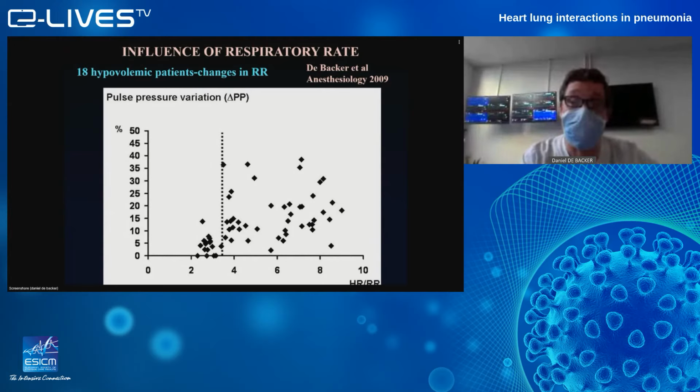And this is perhaps dependent on the heart rate also. What we found is that with a heart rate to respiratory rate ratio above 3.6, we have a very good prediction of the response to fluid. Below, we lose it completely.